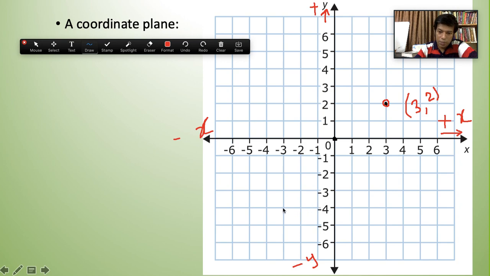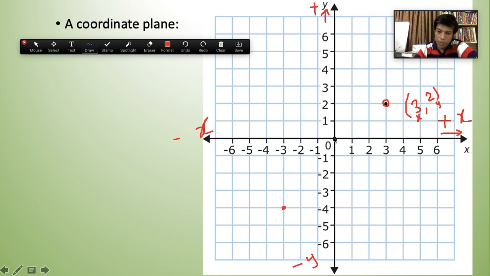So what about this point then? Always we will have to write the x value first, y value second. Okay, this first value is the x value, this value is the y value. Always. This is called an ordered pair. Ordered pair means this pair always follows this rule: first one is x, second one is y.